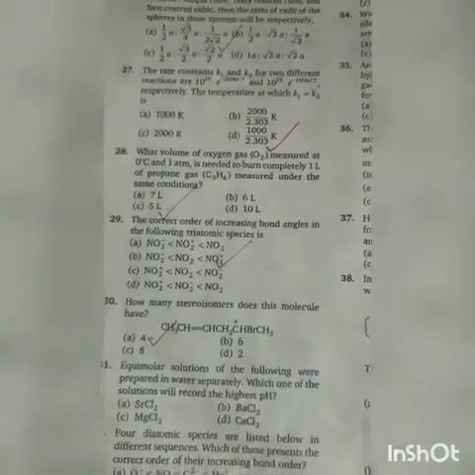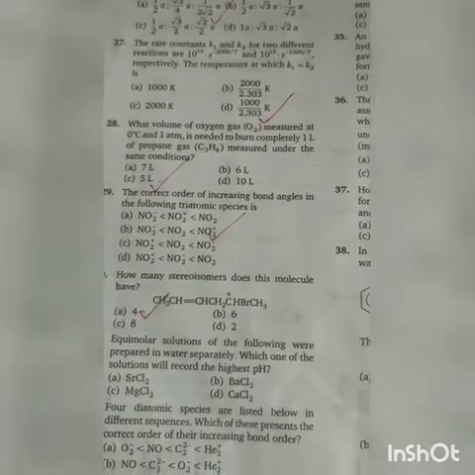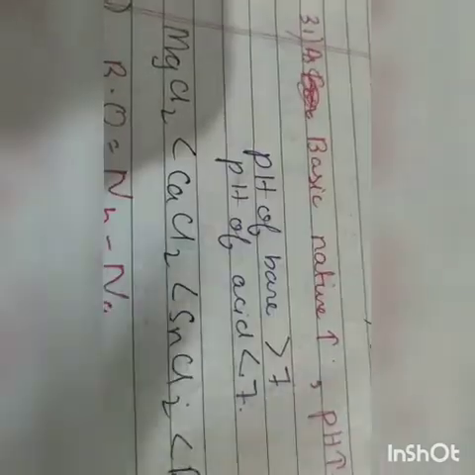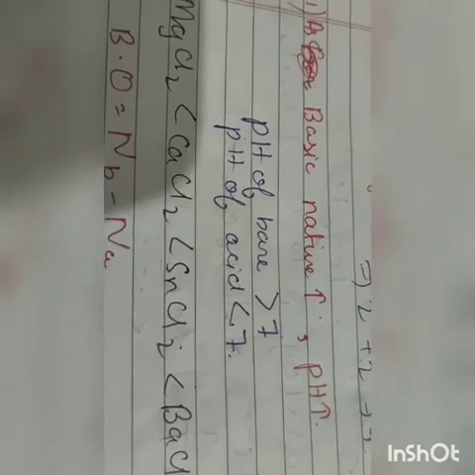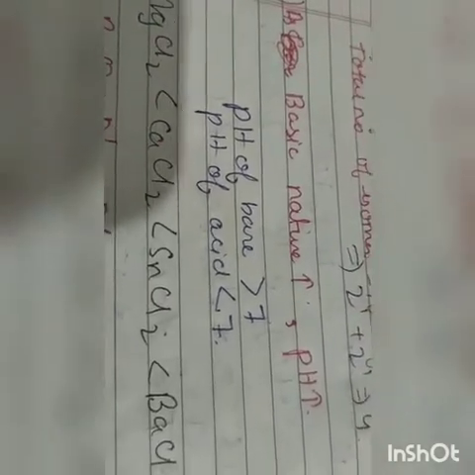Now question number 31. Equimolar solutions of the following were prepared in water separately. Which one of the solutions will record the highest pH? We know that if basic nature increases, then pH increases, as the pH of a base is more than 7 and the pH of an acid is less than 7.